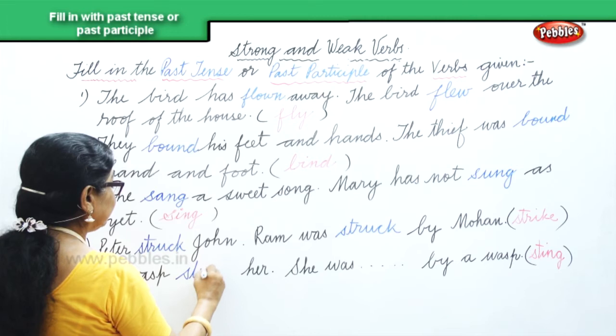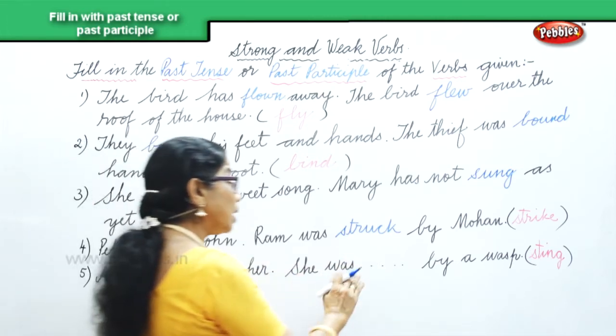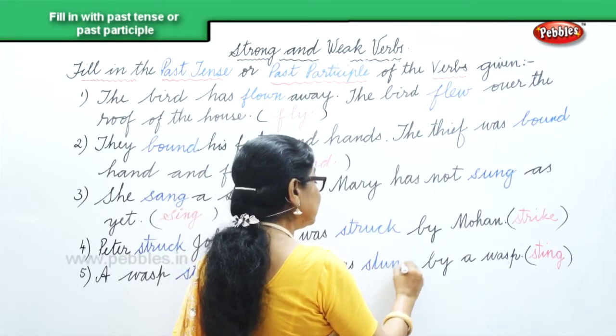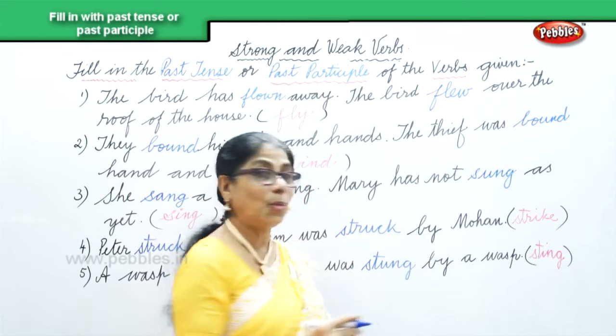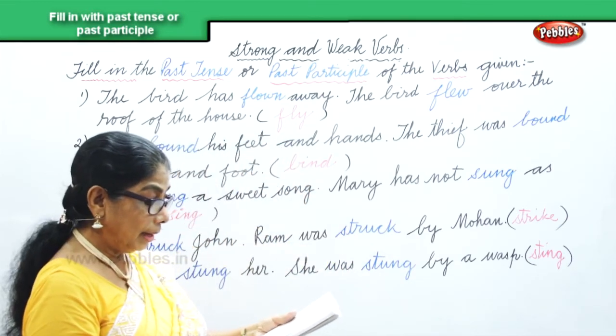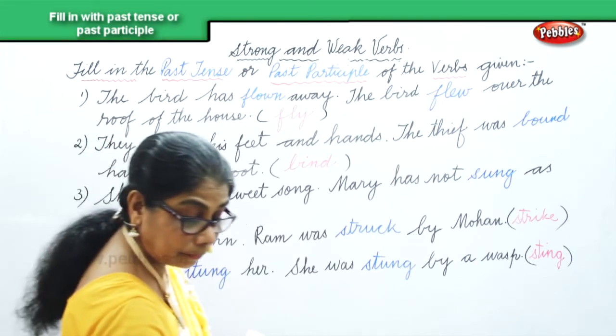She was stung. She was stung by a wasp. All right. She was stung by a wasp. I'll give you another sentence.